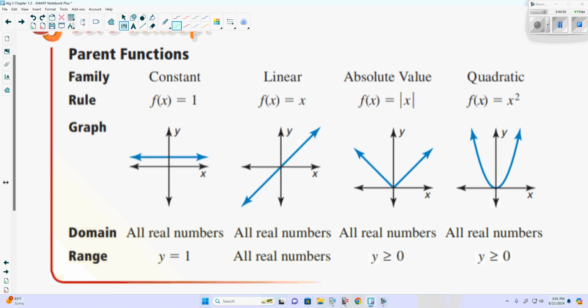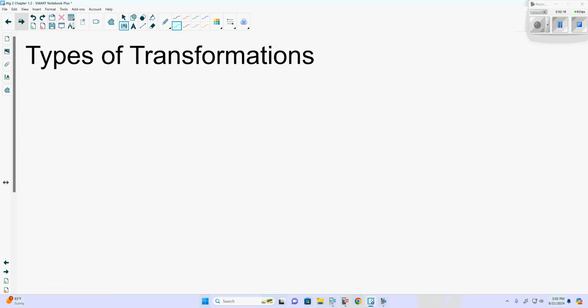Now there are others. There's quartic or cubic. Cubic would be x cubed. Quartic is x to the fourth. We could have rational, because rational is going to be 1 over x. Then there are others. There are parent functions for all those, but we're mainly focused on these three. These are the ones we're going to talk about.